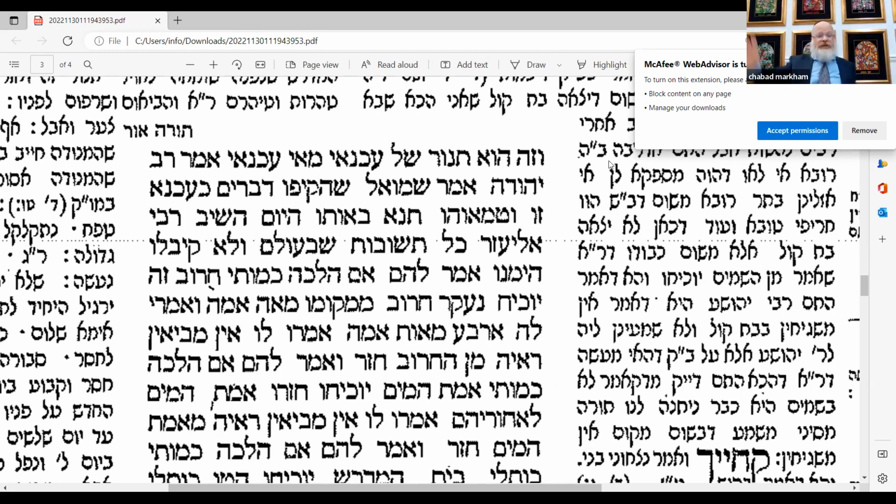So Rabbi Eliezer said to all the rabbis, I will prove it to you with this carob tree that I'm right. Suddenly, boom, the carob tree got plucked out of its roots and jumped out a hundred cubits, 150 feet, a whole football field. The carob tree just flew out and ended up 150 feet away.